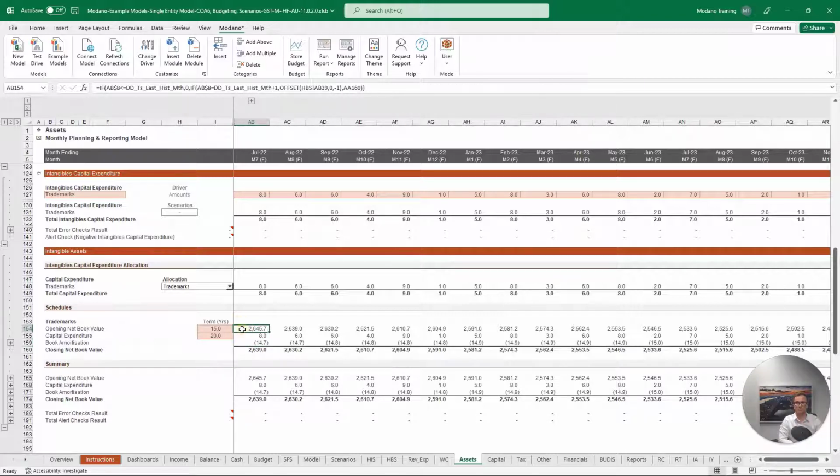Our opening net book value plus our capital expenditure less our calculated book amortization gives us our closing net book value of 2639.0 for the month of July 22 for our trademarks intangible asset.